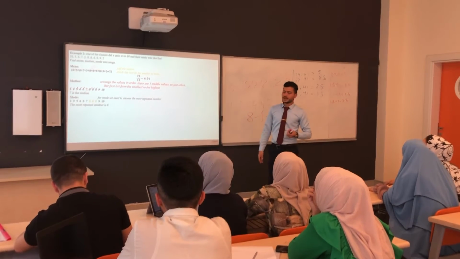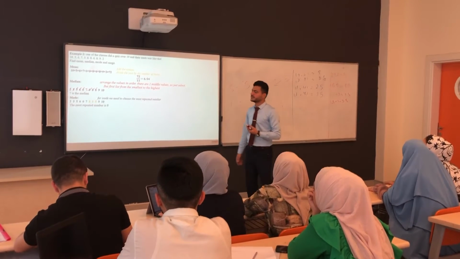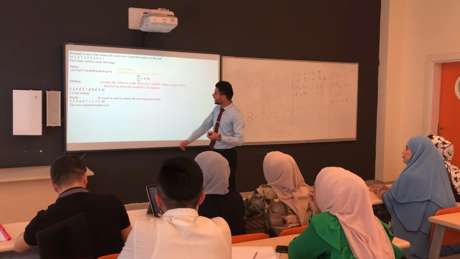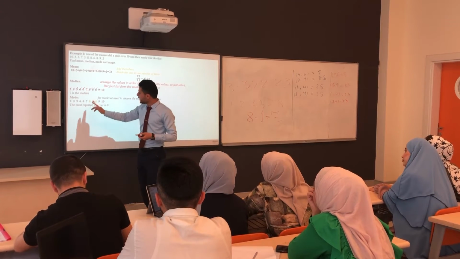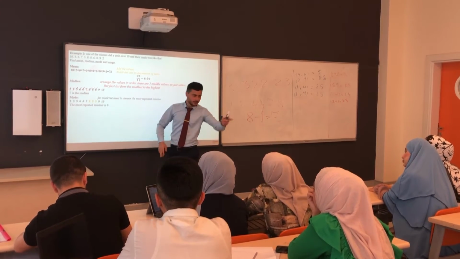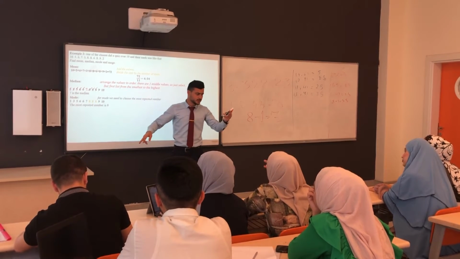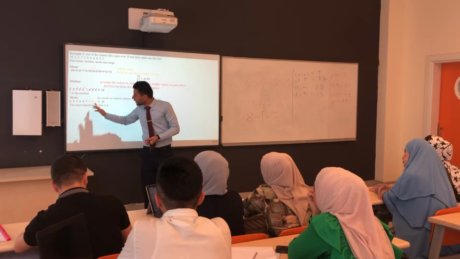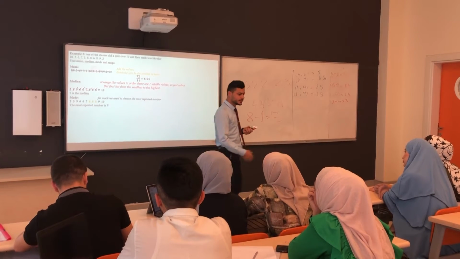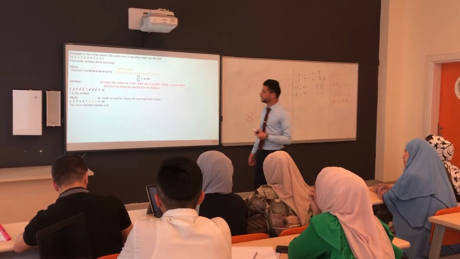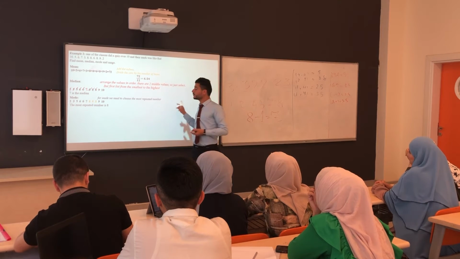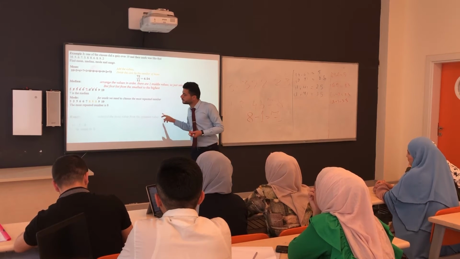For the mode, as we said, we have to find the most repeated number. Here, 8 is the most repeated number. In your question, we have 6 repeated twice, but 8 repeated three times. So what's the most repeated? 8, isn't it? Yes. So 8 is the mode.